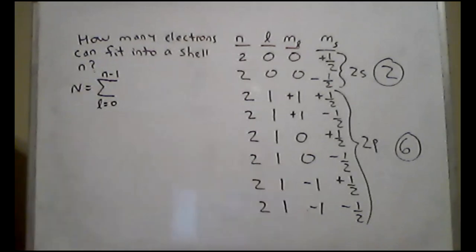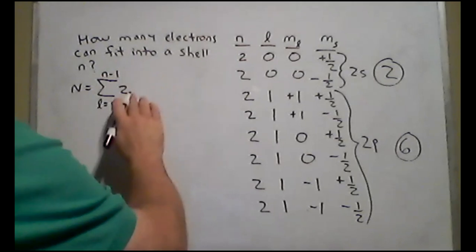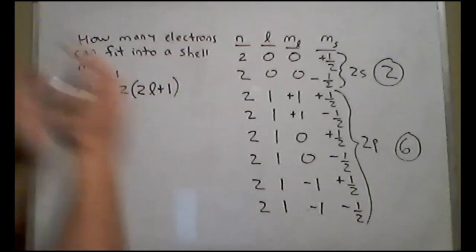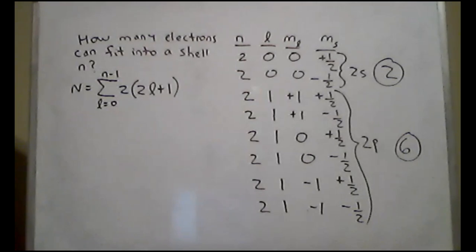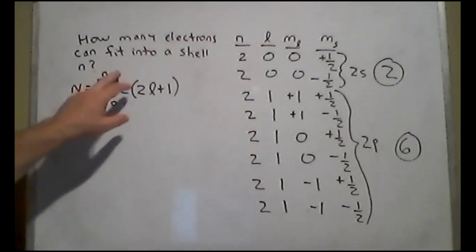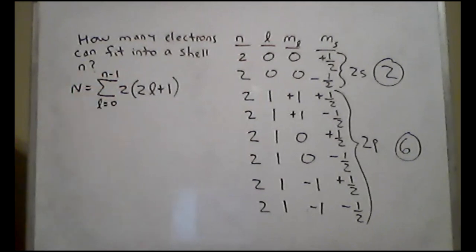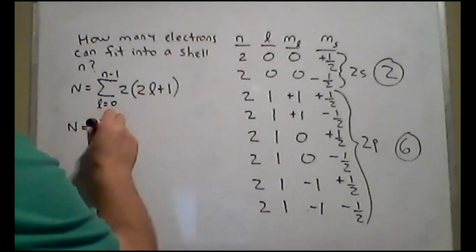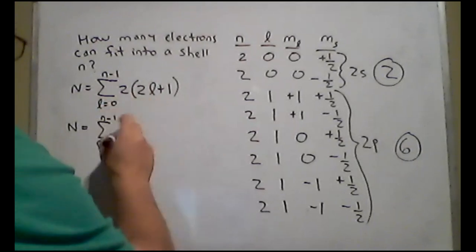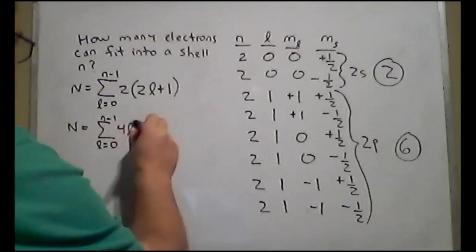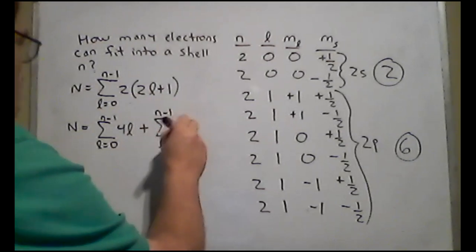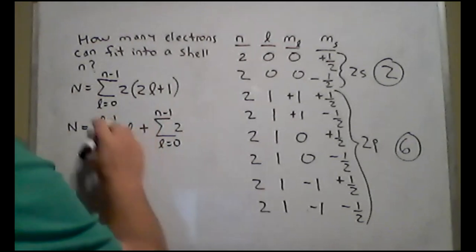Of what? Well, every single subshell is going to have 2 times the quantity, 2L plus 1 electrons in it. All I'm doing is adding all the electrons for each subshell in a general mathematical way. Summing from L equals 0 all the way up to the biggest value that L can be, which is n minus 1, for a given shell n. So that's going to equal, taking this apart, the summation L equals 0 to n minus 1 of 2 times 2L, which is 4L, plus the summation L equals 0 to n minus 1 of 2 times 1, which is 2. So I can pull this 4 out in front.